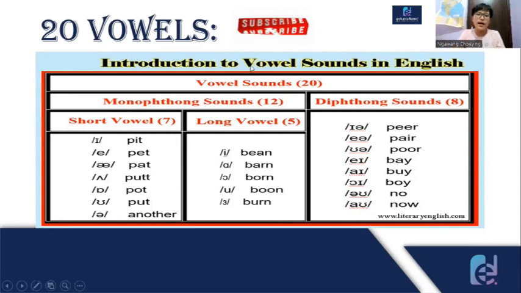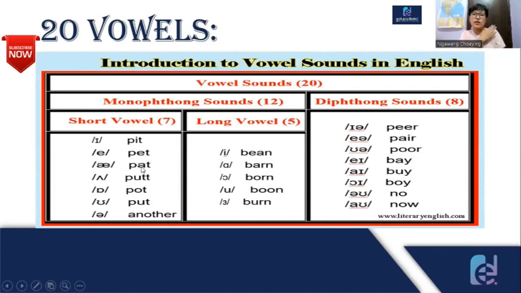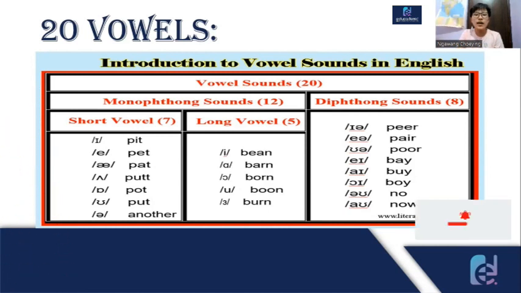Those are the short vowels, right? E as in pit, A as in pat. There's a difference between pat the animal and pat, the one we pat on our shoulder, right? Then comes put, then comes pot, then comes put, the oo sound, then comes another, right? And the 5 long vowels are E, A, O, U, and the schwa-less R sound, right?